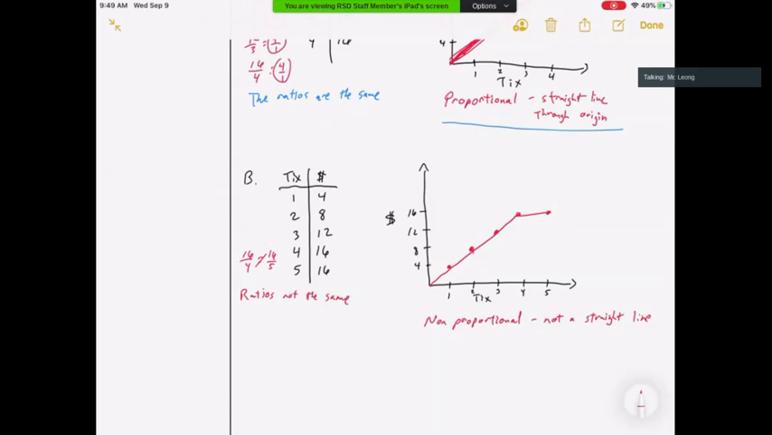So again, that's all you're looking for. The whole thing when you're looking at a graph, and sometimes you have to graph it, but I think the IXL lesson gives them to you, is it a straight line? Is it through the origin? If it fails either one of those, then the answer is no. If it passes both, then the answer is yes. Okay? Pretty simple? Pretty easy?